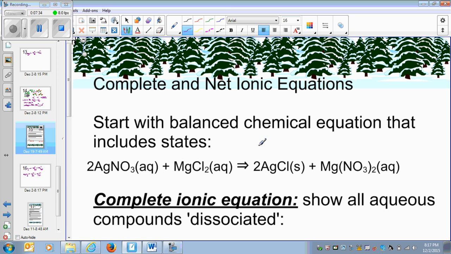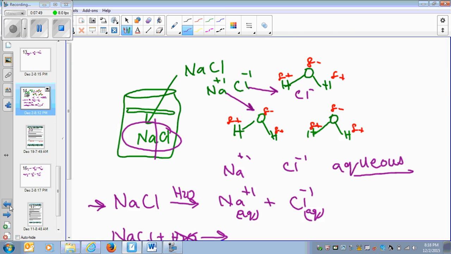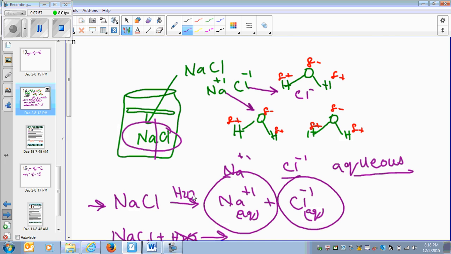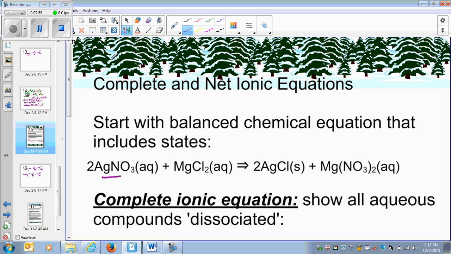So here is a chemical reaction. I have silver nitrate, and you see AQ means this silver nitrate is already dissolved in water. So you have a solution of silver nitrate, and then you have a solution of magnesium chloride. Based on what I have been talking about, solution means that they are in the form of ions. That means the silver nitrate that I see here is not sitting out as a solid. It is in the solution form.